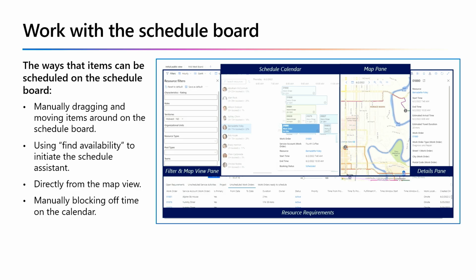The schedule board assists dispatchers to better understand this information. They can see in real time what is scheduled, including the resources assigned, times and status. In addition, they can see what needs to be scheduled, as well as the availability of resources, such as people, facilities, and equipment. There are multiple ways that items can be scheduled on the schedule board.